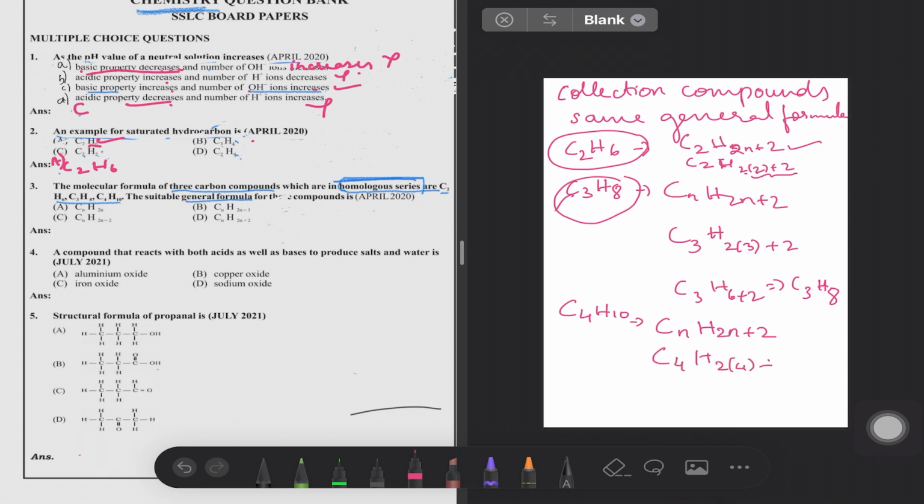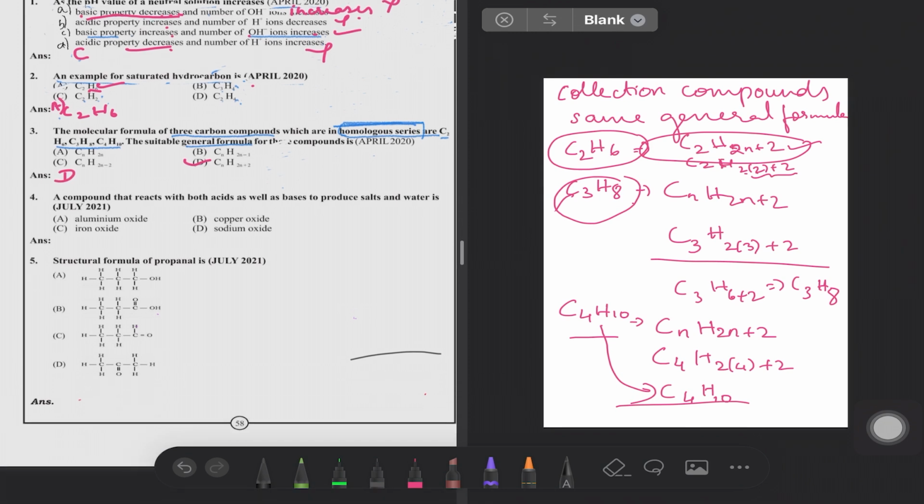C4H2 into 4 plus 2, so it will be C4H, 8 plus 2 is 10. It is C4H10, which is the same again. Hence all the three carbon compounds will satisfy CnH2n plus 2. It is just for cross-checking purposes. If at all you have doubt, you have to do the same thing in the exam. So since it is verified, the correct answer is CnH2n plus 2, which is in option D. Correct answer is option D.